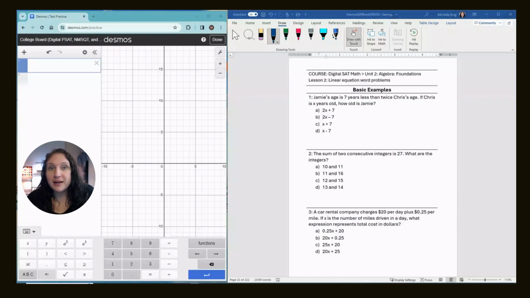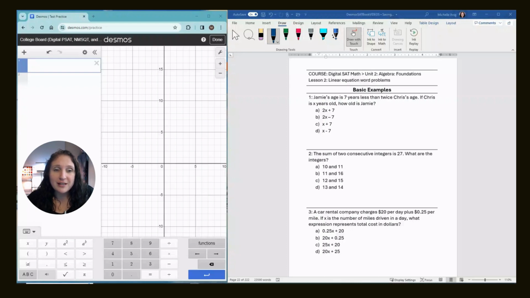Now we are looking at Unit 2, Lesson 2. So in Khan Academy, the Unit 2 Algebra Foundations and the Lesson 2 Linear Equation Word Problems. Now this, especially with the basic examples, you really aren't going to be using the graphing calculator too much. I do have it up just in case, but I will teach you how to do these styles of problems. Let's take a look at how this works.